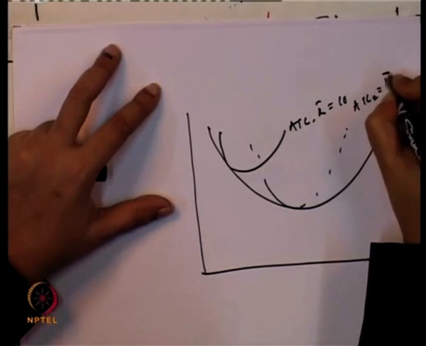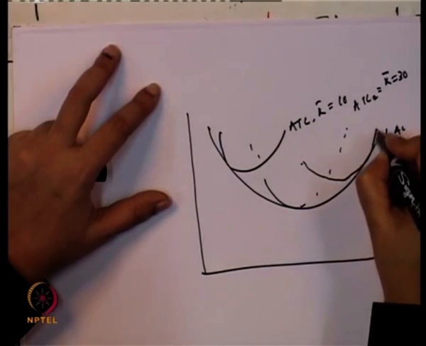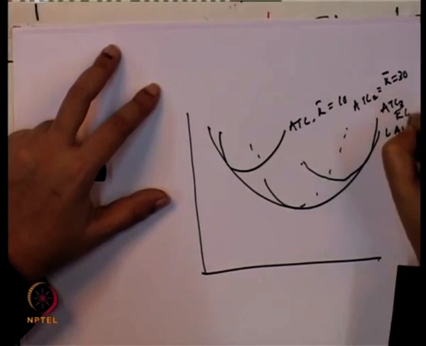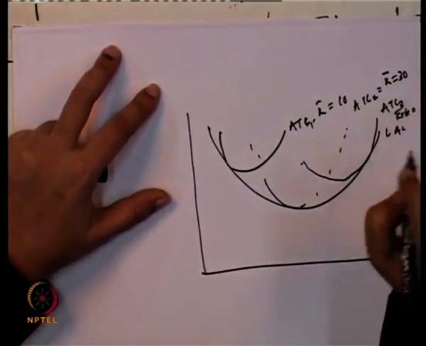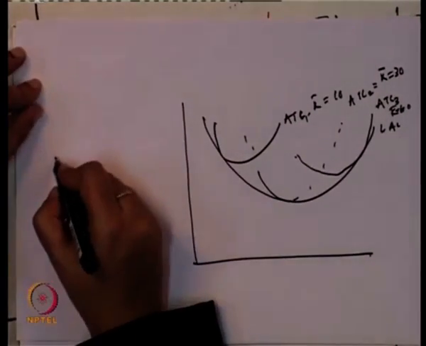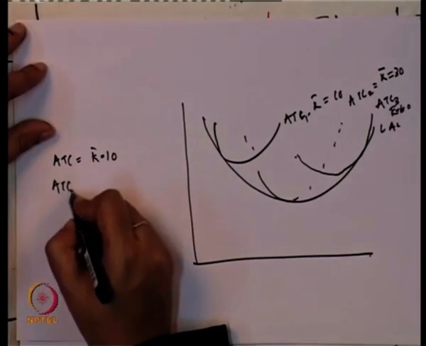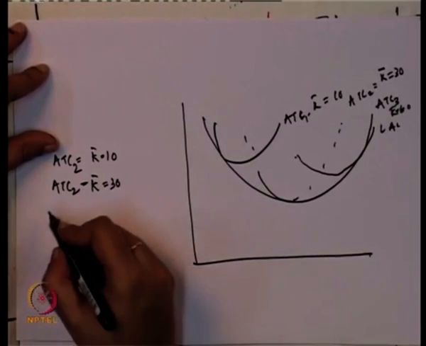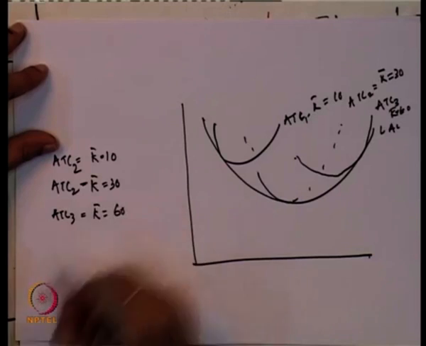This is ATC 2 where K, capital, is fixed at 30 because this is a case of short run, and this is average total cost curve 3 where K is equal to 60. So, if you look at the difference between ATC 1, ATC 2 and ATC 3, it is 3 different short run cost curves. In case of average total cost curve 1, this is short run, capital is fixed at 10. In case of average total cost curve 2, capital is fixed at 30, and in case of average total cost curve 3, the capital is fixed at 60.